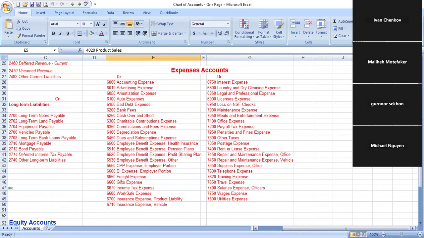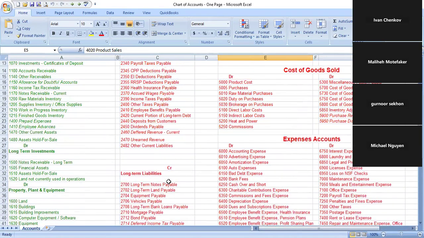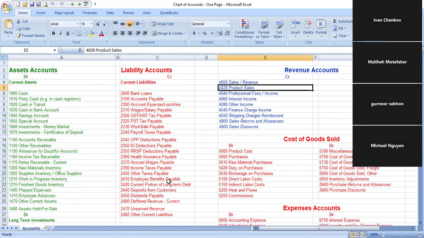And once I give you this sheet, I want you to always have it with you during the tests, the quizzes, and the exams. In the beginning, I want you to have help with this chart of accounts. Why the chart of accounts?